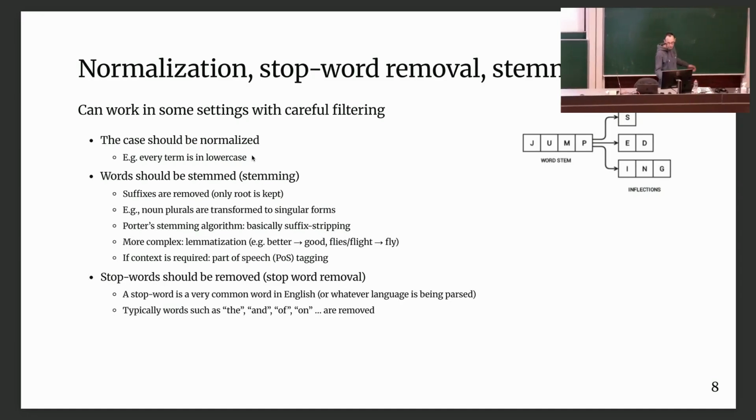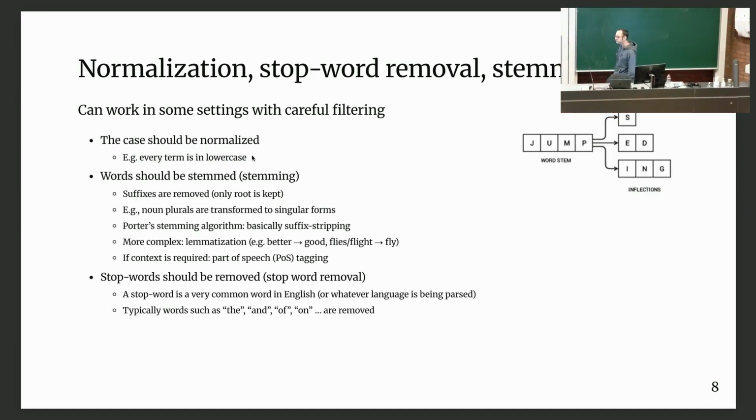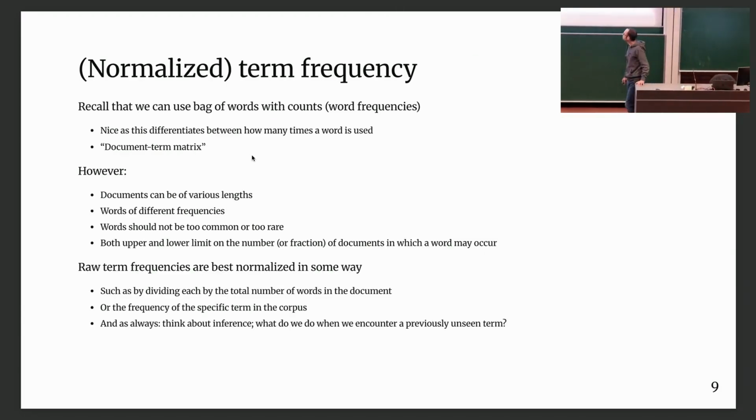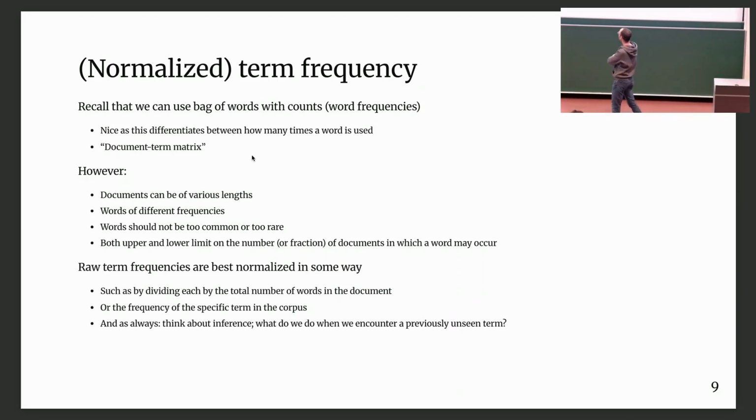And stop words, remove those. For most of the languages out there you can find a list of stop words, so also try to take it that way. So okay, we're using bag of words with counts, word frequencies, a bit better than binary. This is nice because at least it differentiates between how many times a word is being used across your documents. So you could also then call this the document term matrix.